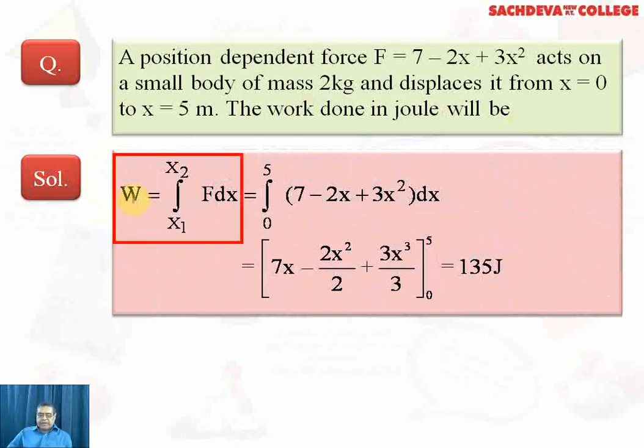So here work done is the integration from x1 to x2 of F dx. Integration of 1 dx will be x, and the limits will be put from x1 to x2, that is from 0 to 5. After putting these definite values, it's a case of definite integral. We put the values of x from 0 to 5, and we get 135 joules.